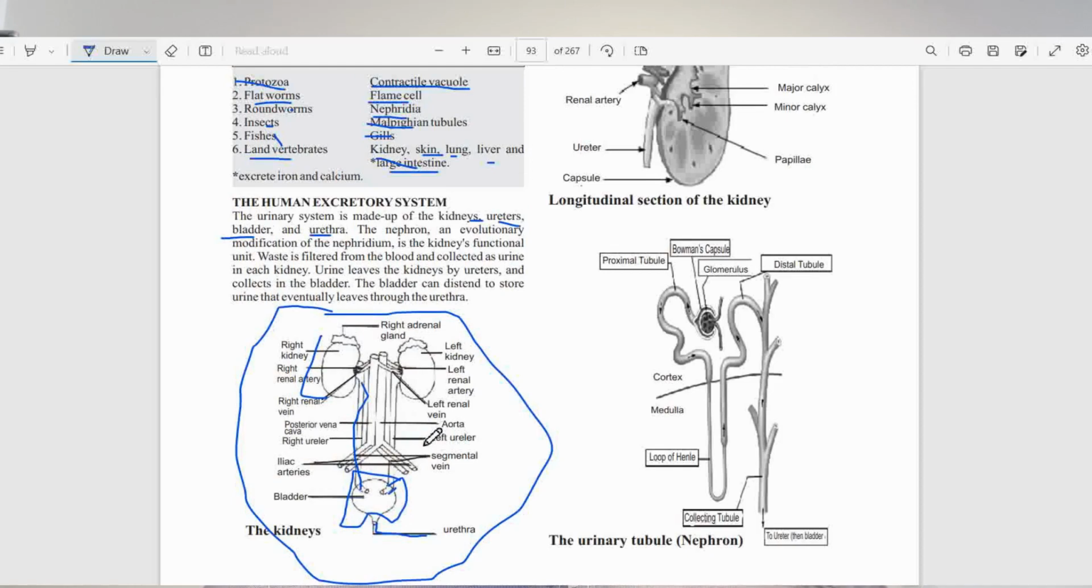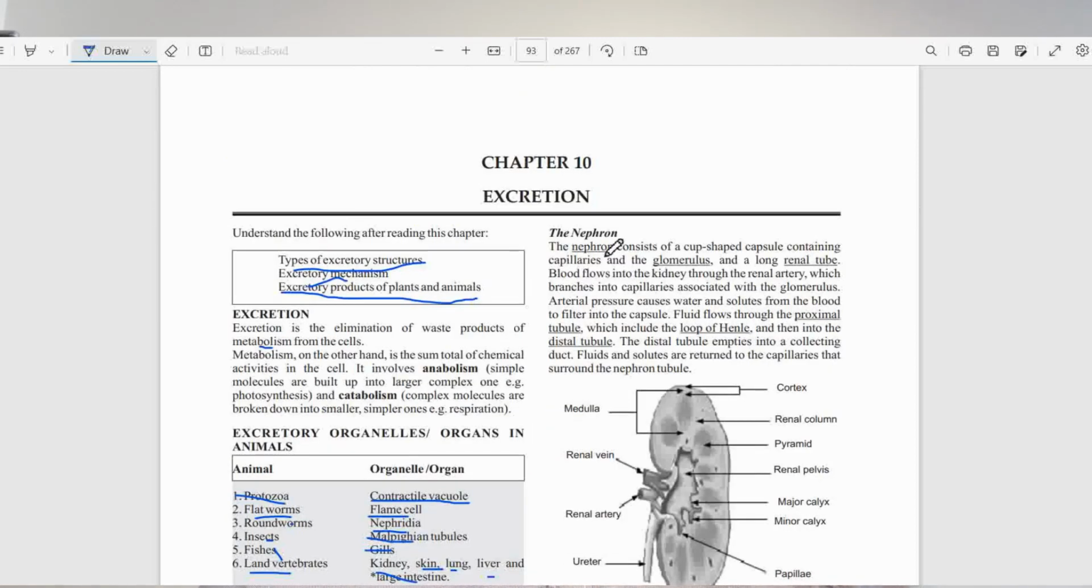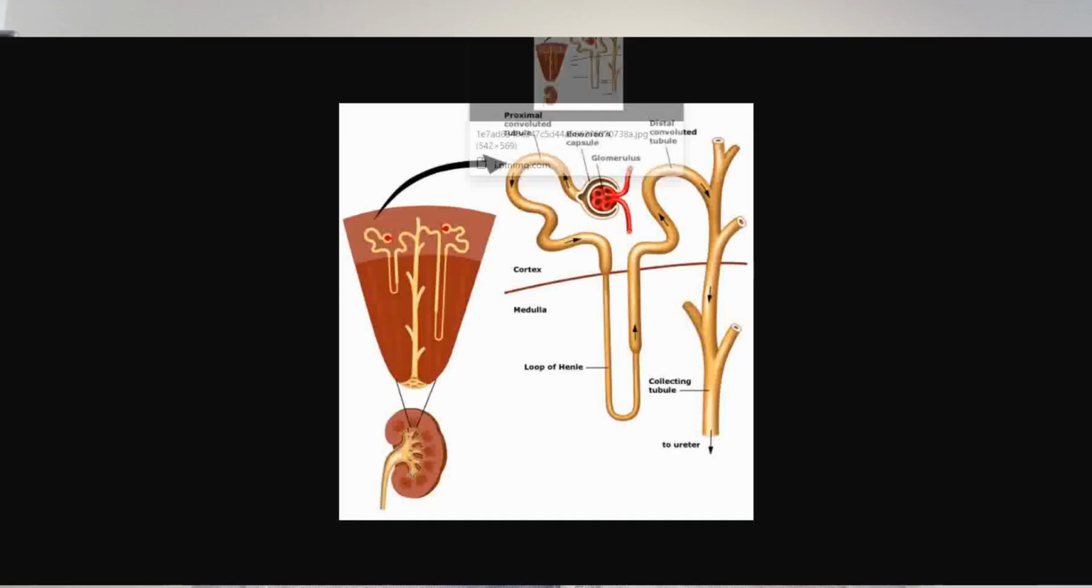So having said that, there is a very key structure within the kidney which plays the role of the functional unit of the kidney, and that structure is called the nephron. So the nephron consists of a cup-shaped capsule, which is called the Bowman's capsule. It contains capillaries, and of course, it also has the glomerulus, which is another component of the nephron, and it has the renal tubules. So let me show you a clearer diagram.